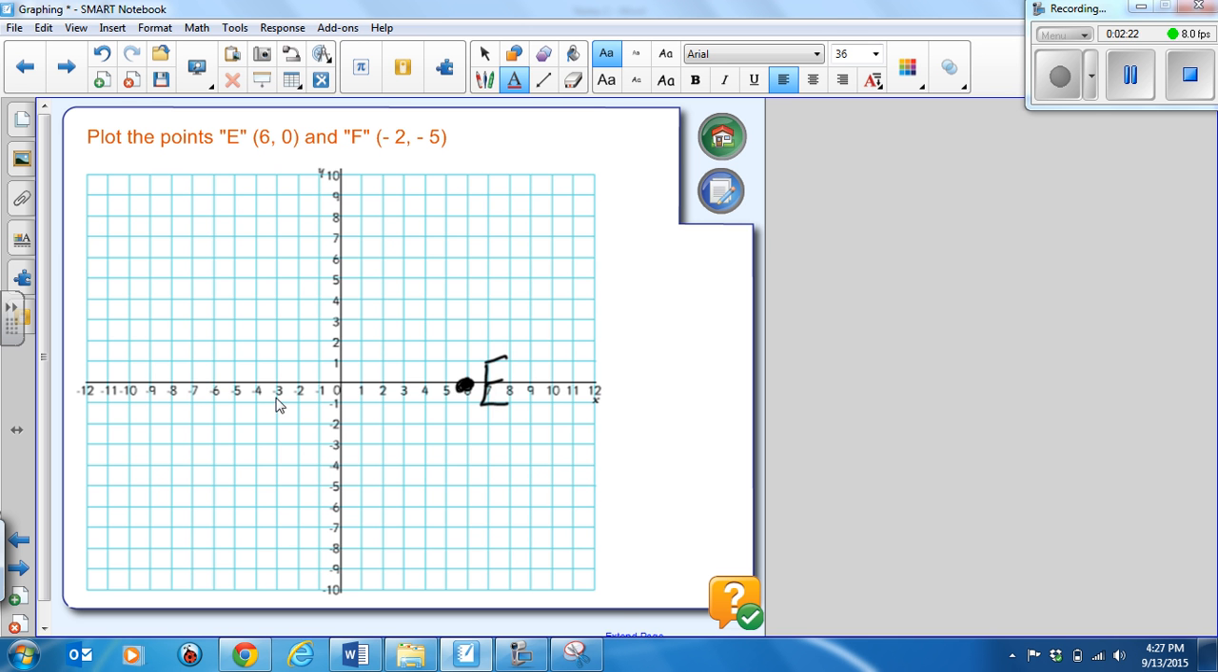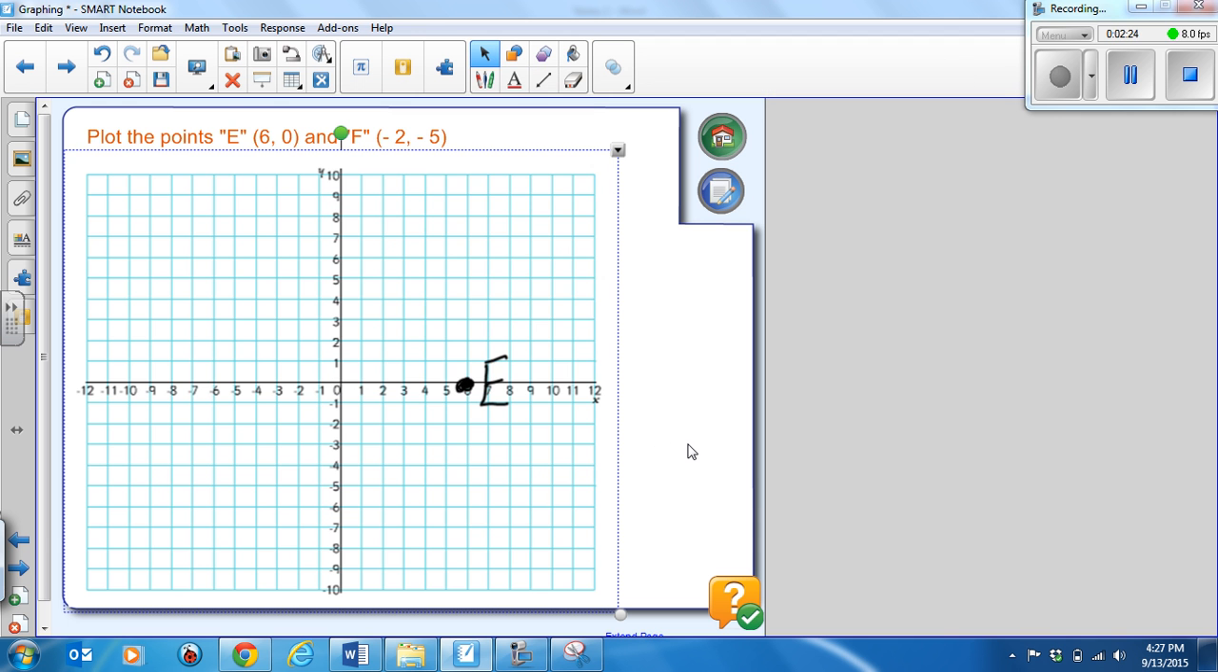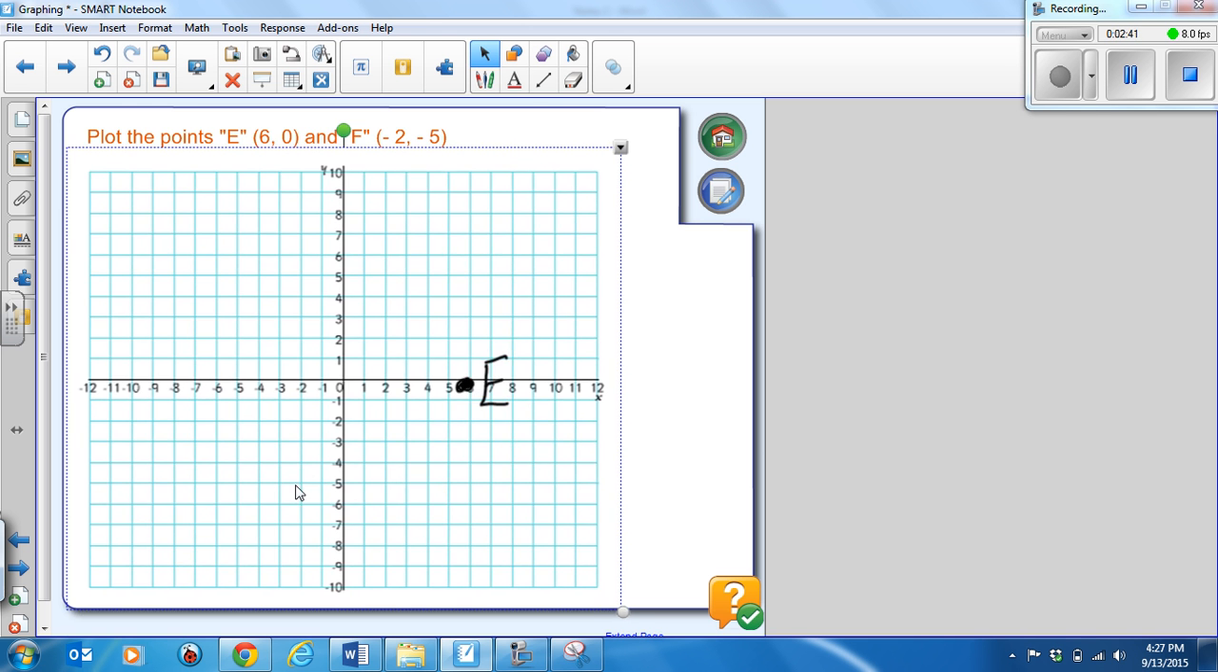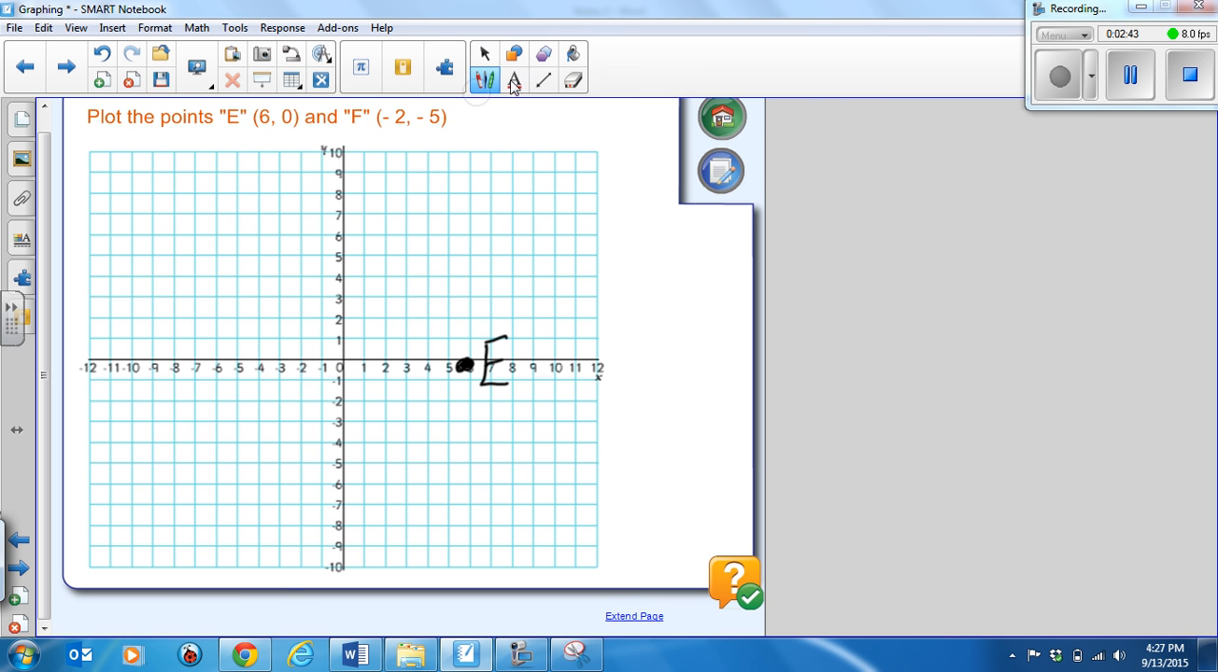Alright, then we're going to go back to the origin, and we're going to plot our second point. So our second point is negative 2, so we're going to go to the left 2, and then negative 5, so we're going to go down 5. And we're going to put a point right here where the arrow is. And we are going to call that point F.